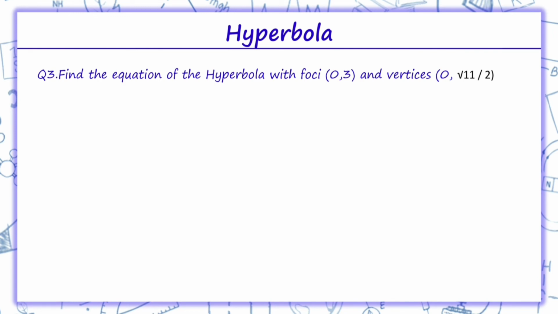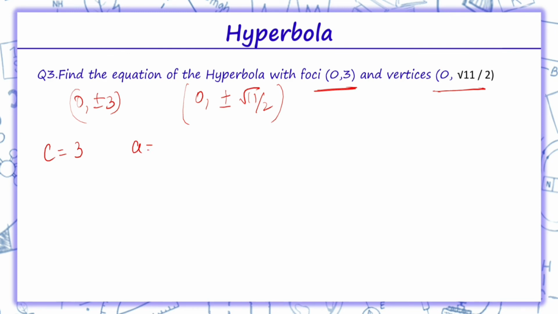Next question: we have to find the equation of the hyperbola with foci 0 comma plus minus 3 and vertices 0 comma plus minus square root of 11 by 2. Since the foci lie on the y axis, c is given to us, which is 3, and a is square root of 11 by 2. We will calculate b by the formula b square equals c square minus a square. So b square is 9 minus 11 by 4, which comes out to be 25 by 4.